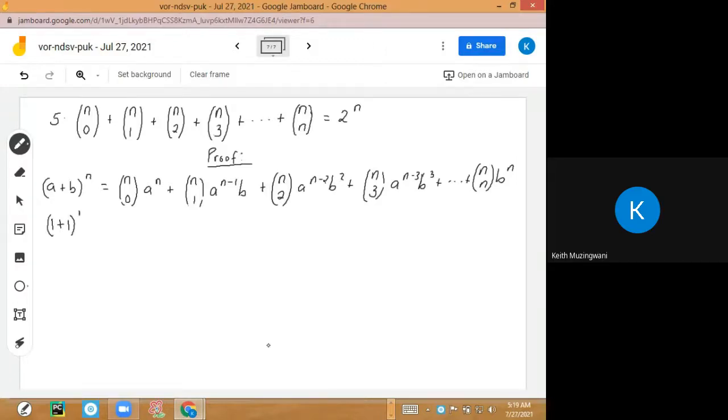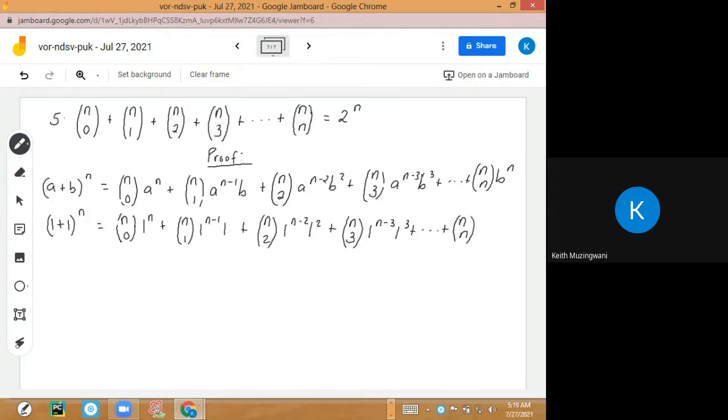Where there's a, we put 1. Where there's b, we put 1. So that when we go on the other side, we'll have 1 power n, we'll have 1 power n minus 1, 1, we'll have 1 power n minus 2, 1 squared, we'll have 1 power n minus 3, 1 cubed, up to 1 power n.